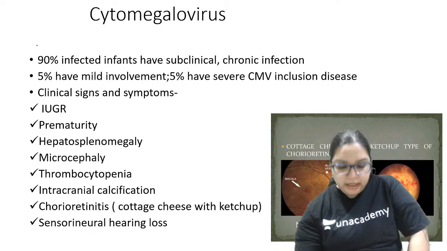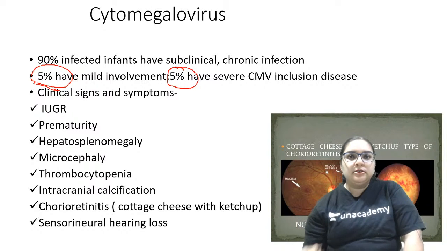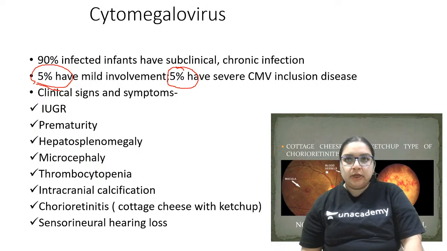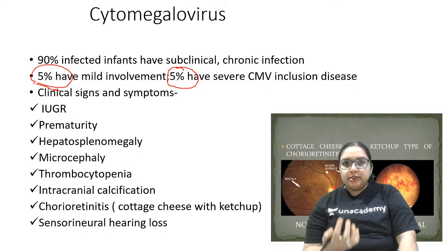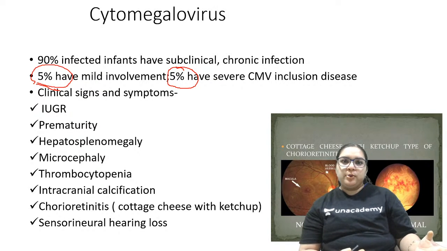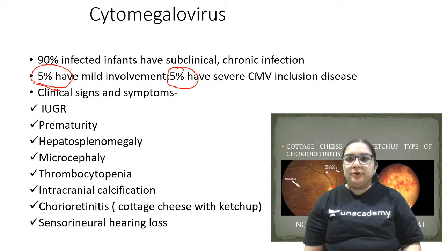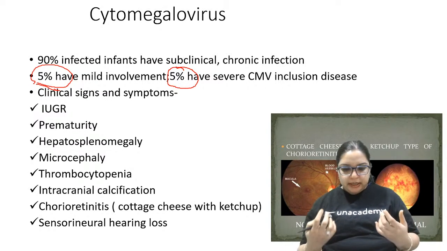Absolutely, you are correct, Malai. Very good. Okay, so 5% have minimal involvement and 5% have severe cytomegalovirus infection or the cytomegalovirus inclusion disease, right? So these are the typical manifestations. If you see, they are all similar to the previous ones, right? So nothing new. I didn't come up with any interesting mnemonic to remember this. You can just remember it as it is.